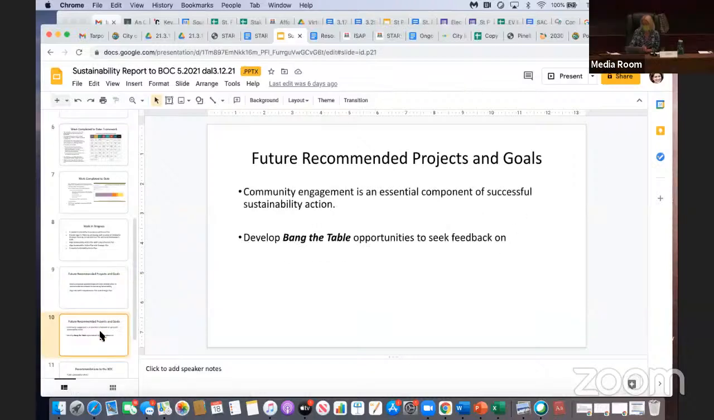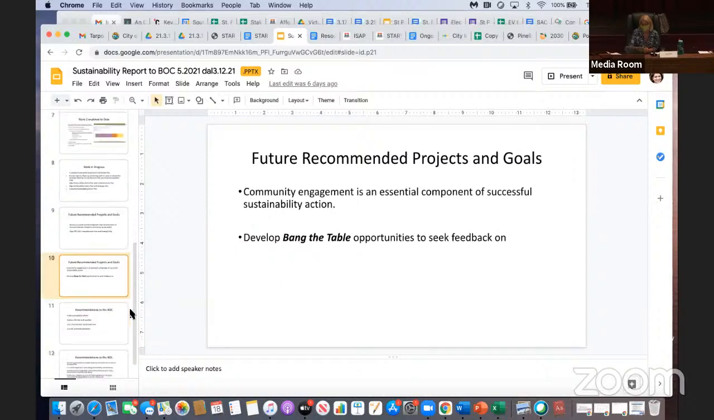So moving on, also future recommended projects and goals, that community engagement that we know and want is going to be really valuable to putting our action plan together. Looking at Bang the Table opportunities to solicit feedback. And then hopefully as COVID starts to wane, maybe having some in-person community engagement opportunities.